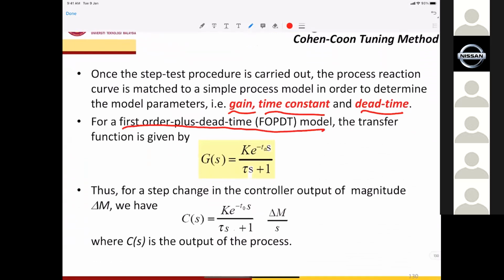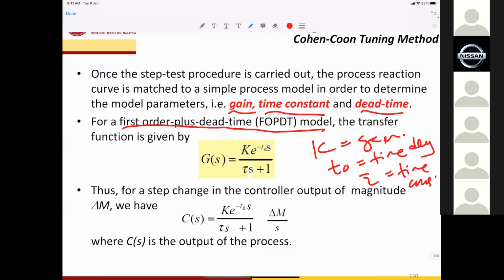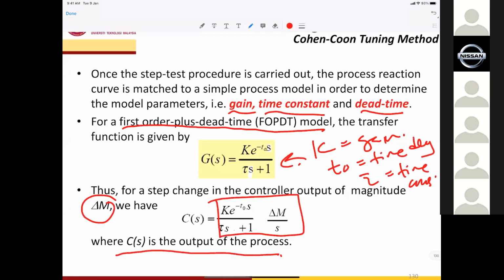So K is the gain, T naught is the time delay, and tau is the time constant in these equations. Thus, for a step change in the controller output of magnitude delta M, we have these equations, equal to delta M divided by S, where C is the output of the process.